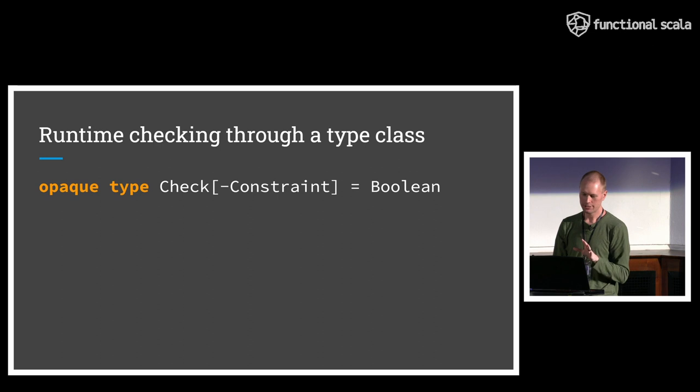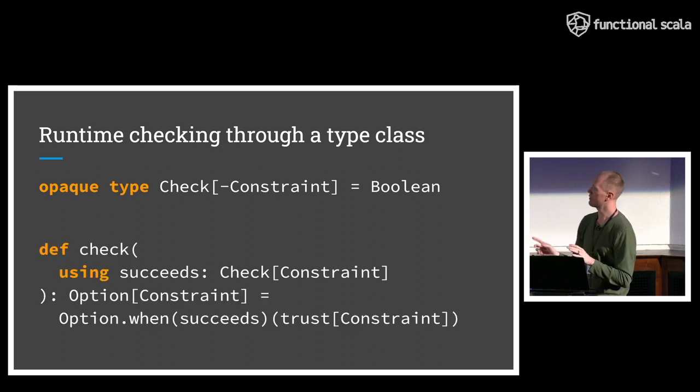But what that means now is you can have a check method that takes an instance of some constraint, I should have put constraint here, forgot about that. As long as you have a constraint, you can say option.when, when that constraint is true, you can just trust it because you've checked it at compile time.